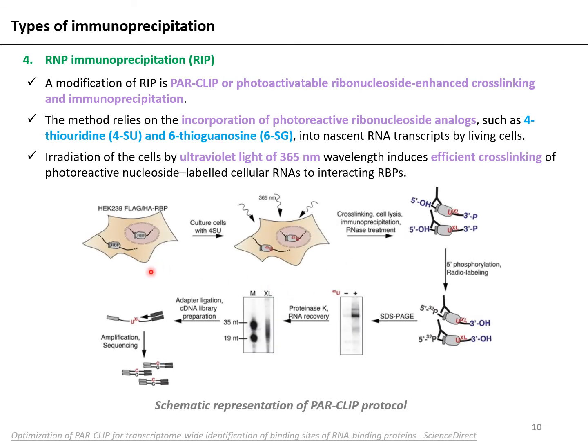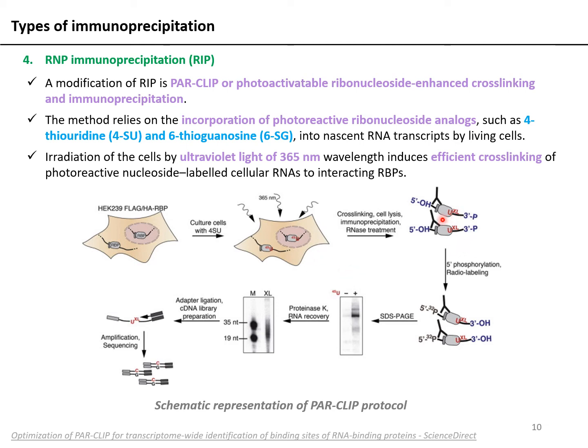So if we take a look at the schematic shown over here, you have these HEK293 cells. HEK293 are human embryonic kidney cells, which are commonly used in many laboratories. You have your HEK cells, which you culture in the presence of 4SU, this photoreactive ribonucleoside analog. So now when you culture it, whatever RNA is getting synthesized will utilize this analog present in the media and incorporate it into the RNA. Next, you irradiate it with UV light of 365 nanometers, and this will lead to cross-linking of these modified RNAs with the interacting protein partner.